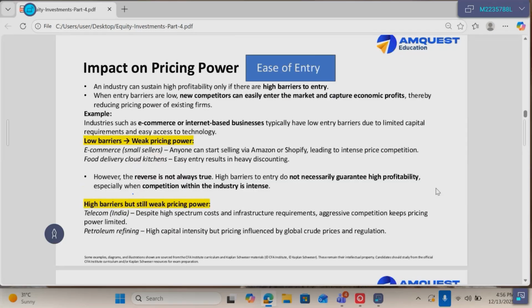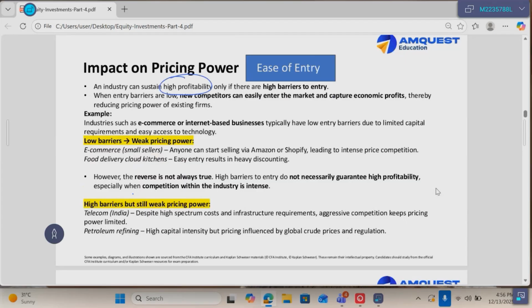Ease of entry: always think, is it easy? Can I go and set up this kind of business? If the answer is yes, the ease of entry is very high. If it is very difficult, it requires a lot of money, a lot of technological investments, a lot of cash burn, then the ease of entry is not high. An industry can sustain high profitability only if there are high barriers to entry.